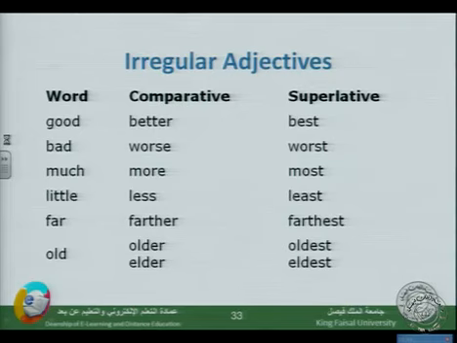And here we have irregular adjectives, as I promised you. We have good, better, best; bad, worse, worst; much, more, most; little, less, least; far, farther, farthest; old, older or elder, oldest or eldest.